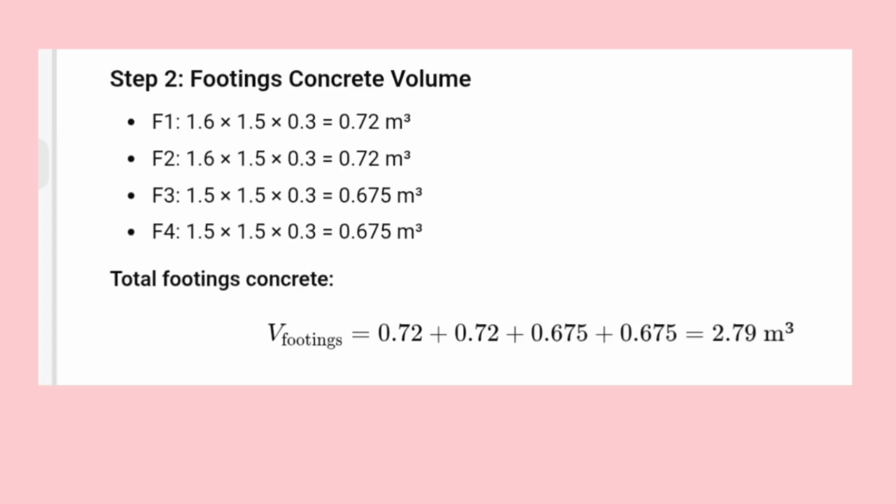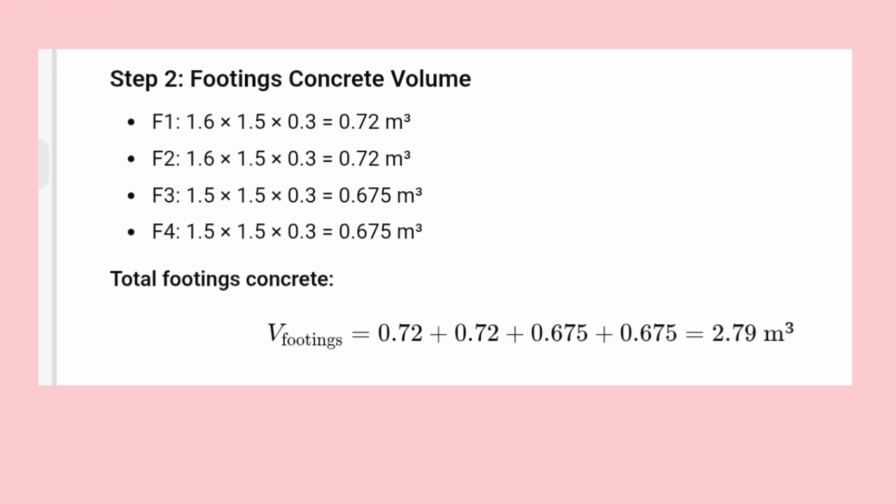Step 2 is footing concrete volume. Footings are measured in cubic meters. The formula used is length multiplied by width multiplied by depth. For F1 and F2, volume equals 1.6 multiplied by 1.5 multiplied by 0.3, which equals 0.72 cubic meters per footing. For 2 footings, the total is 1.44 cubic meters.